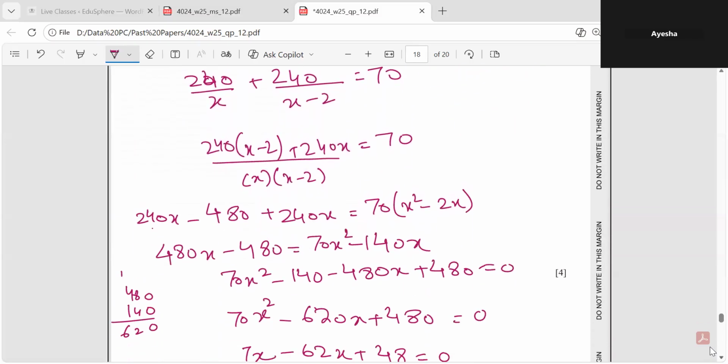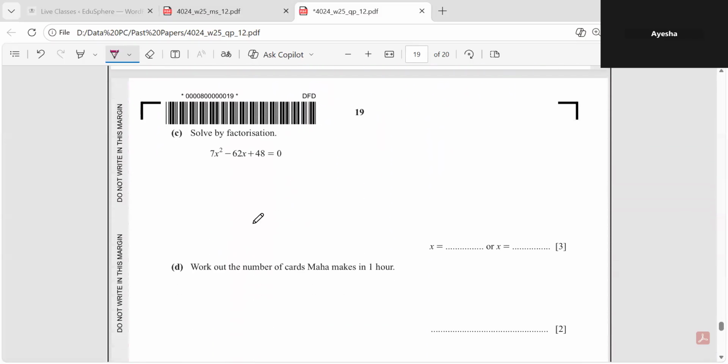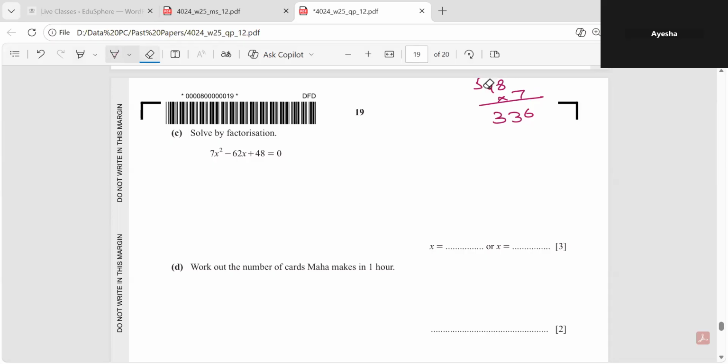Now they say to solve this by factorization. So we have to solve the same equation by factorization. First of all, we have to multiply 7 with 48. So I'm multiplying it. 7 8s are 56, 7 4s are 28, 29, 30, 31, 32, and 33. So it's 336.